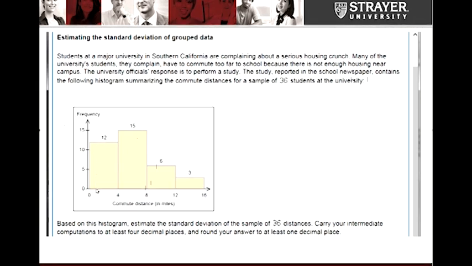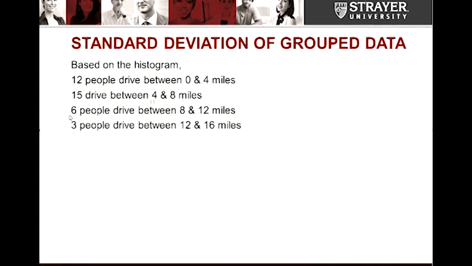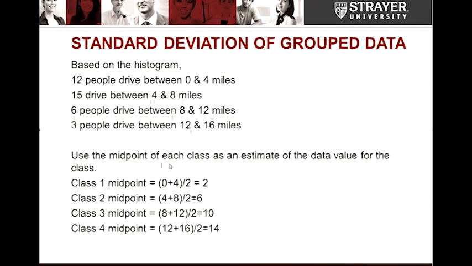First I want to note that the first class runs from 0 to 4, and then 4 to 8, 8 to 12, 12 to 16. Our first frequency is 12, second frequency is 15, 6, and then 3. You'll see how that comes into play on the next screen. So 12 people drive between 0 and 4 miles, 15 between 4 and 8, 6 between 8 and 12, 3 between 12 and 16. So we're going to find the midpoint of each class.